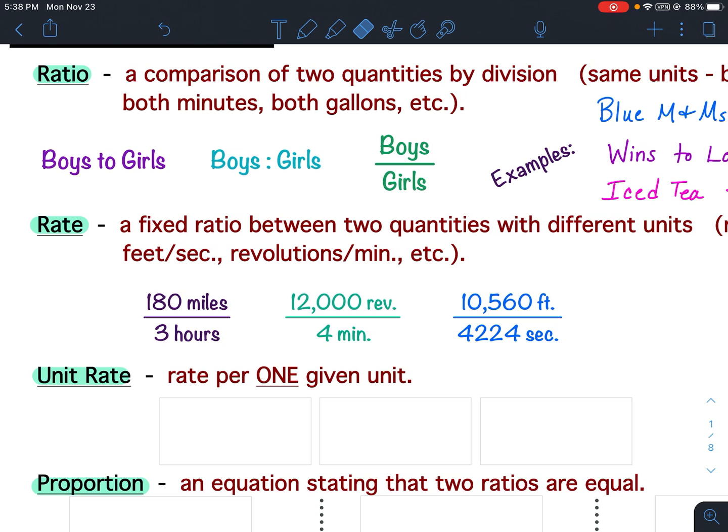These are all rates. It's a ratio of two quantities with different units. But a lot of times when we're dealing with rates, we want the unit rate. In other words, we want it to be a rate per one given unit. The number on the bottom needs to be a 1. Well, how do I go from a rate to a unit rate? I use division. So again, to go from a rate to a unit rate, you divide.